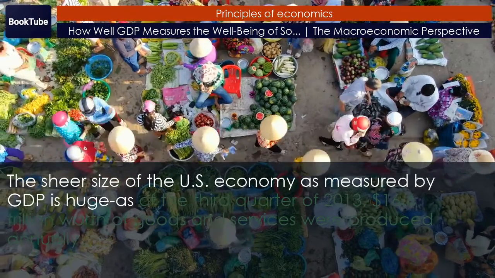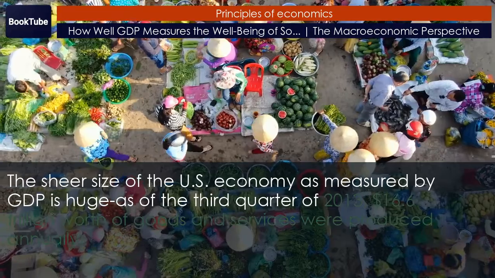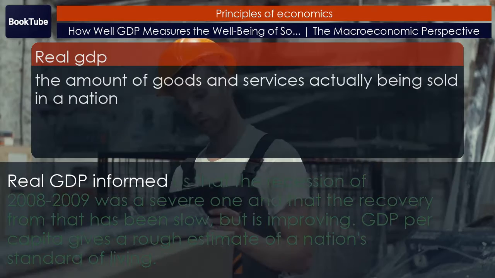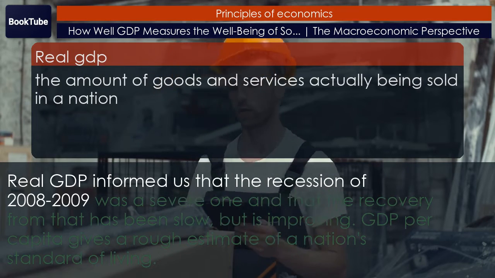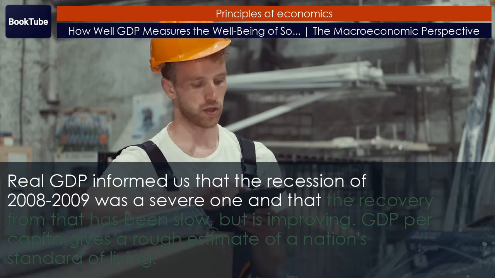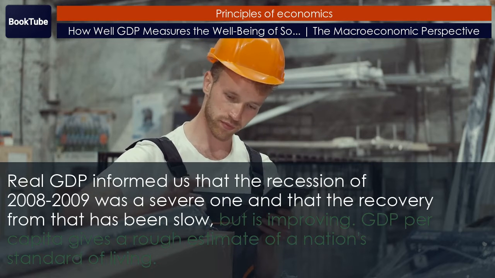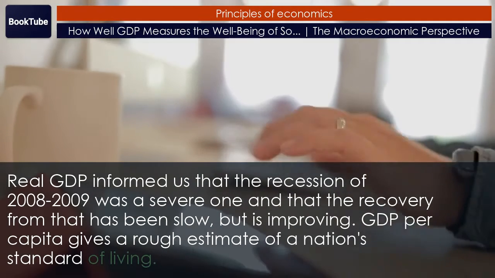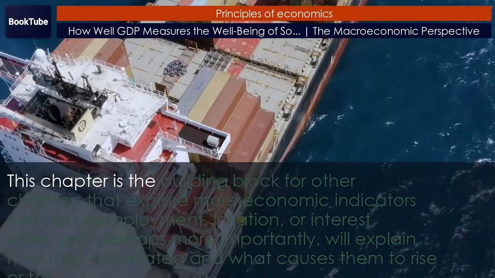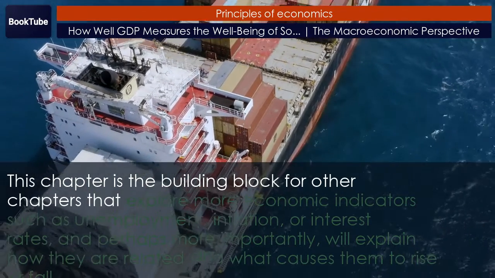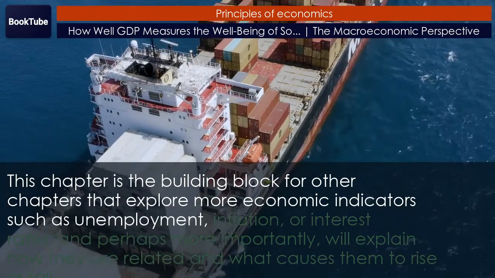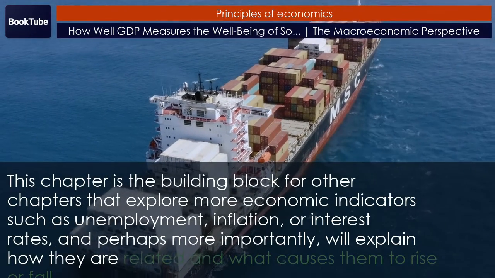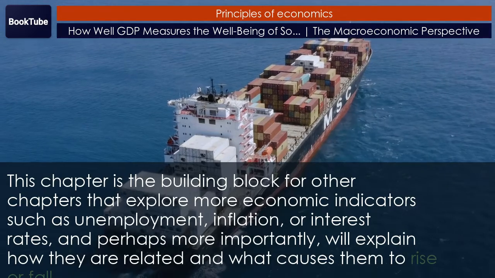As of the third quarter of 2013, $16.6 trillion worth of goods and services were produced annually. Real GDP informed us that the recession of 2008-2009 was a severe one, and that the recovery from that has been slow, but is improving. GDP per capita gives a rough estimate of a nation's standard of living. This chapter is the building block for other chapters that explore more economic indicators such as unemployment, inflation, or interest rates. And perhaps more importantly, we'll explain how they are related and what causes them to rise or fall.